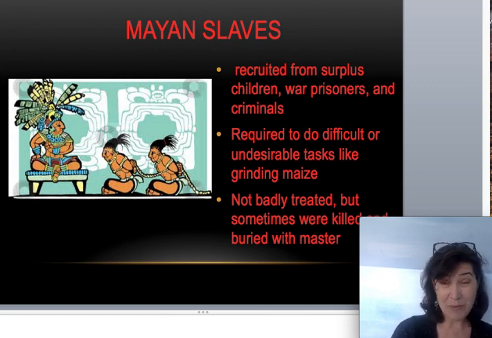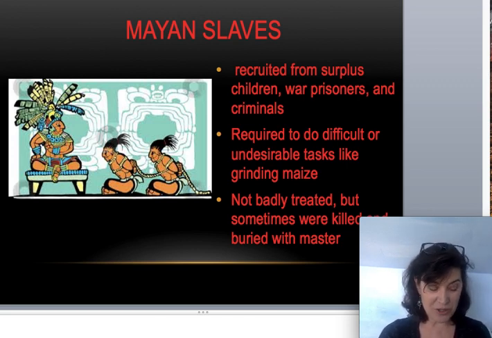A family experiencing hard times could sell off surplus children. Oh, you're an extra, into slavery. War prisoners of humble status were directed into slavery. Those of higher rank, lucky them, were often sacrificed to the gods. And slavery was a legal punishment for certain crimes.